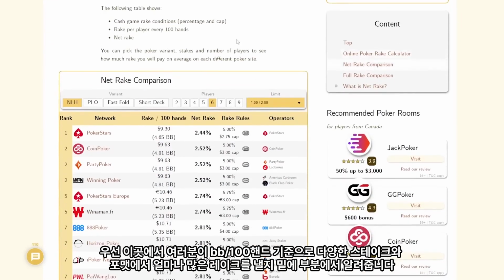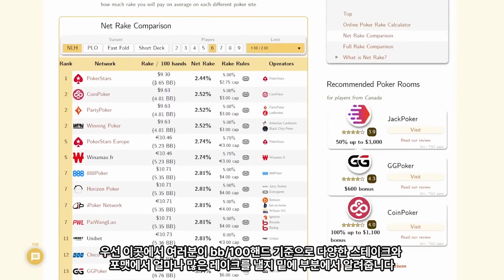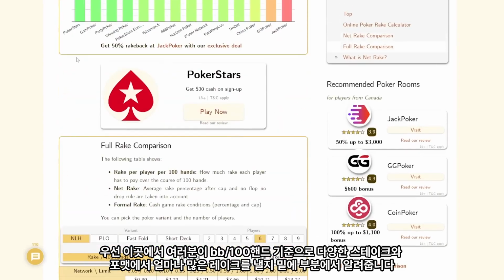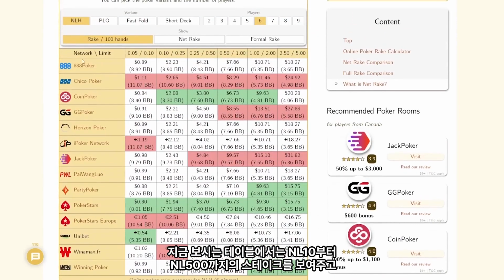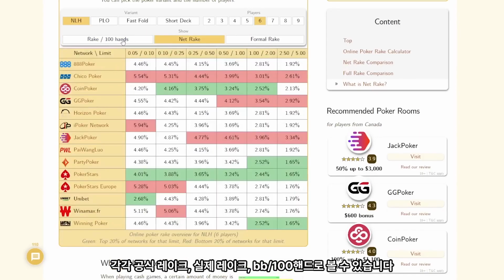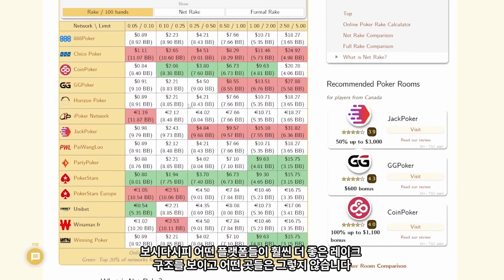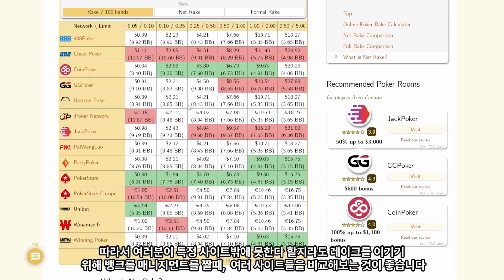So, first of all, you can see how much rake you would expect to be paying in big blinds per 100 across different stakes and different formats. At the very bottom here, I particularly like this table, which shows stakes from 10 NL all the way up to 500 NL, and you can view this either as formal rake, net rake, or big blinds per 100. And here you can see that some sites are going to offer way better deals than other sites. So it's important to scope out your competition. Even if you're limited to what sites you can play on, you should scope out at what point you start to get a significant break on the rake in order to plan your bankroll management.